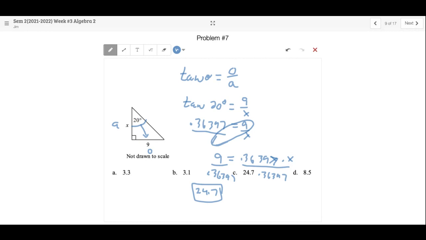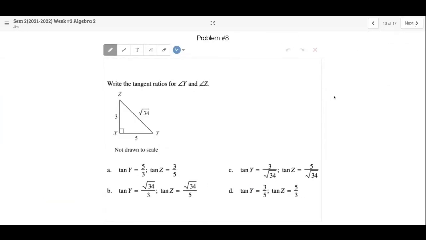Okay. Yeah, and Desmos is fine. The only thing you have to worry about with Desmos is to make sure it's in degree mode and not radian mode, because it makes a huge difference which mode you're in. Same thing with your calculator. All right.